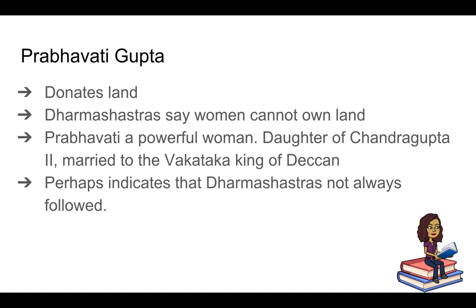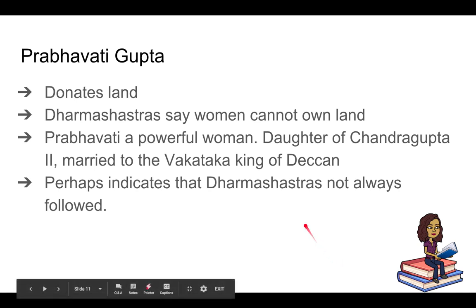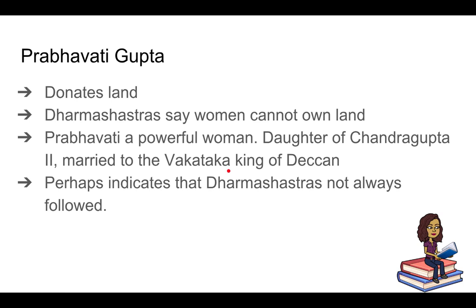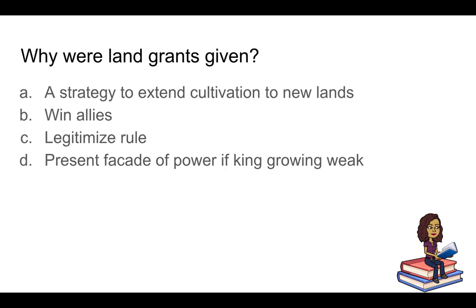Now, Prabhavati Gupta was an exception. She was an extremely powerful woman. She was the daughter of Chandragupta II, one of the most powerful kings of the Gupta dynasty. She was married to the Vakataka king of the Deccan, and after her husband's death, she was also the regent to her son. So she really was an exceptional woman, and therefore her land grants are considered so exceptional by historians. Perhaps Prabhavati Gupta making land grants also indicates that the Dharmashastras were not always followed in every part of India.